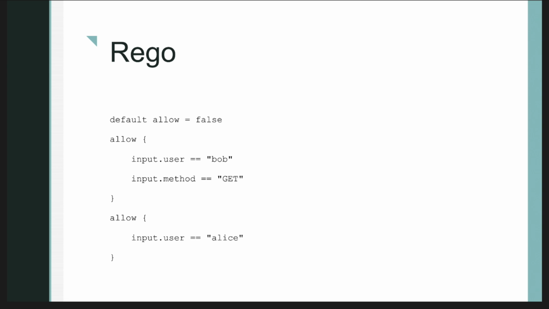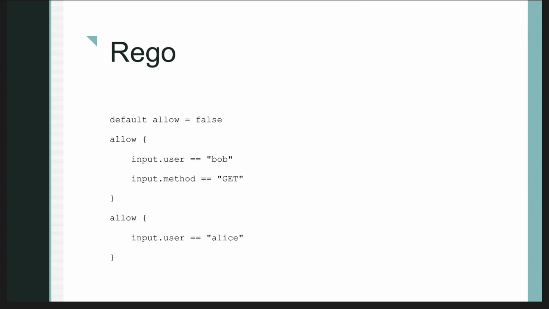where we have a default allow false on the top. This is the rule that we are going to talk to, or request, or call. So this is the entry point of this program. And then what we do here is, by default, allow is false. The way Rigo works is that every statement inside every block is an AND. So we have two allow blocks over here.